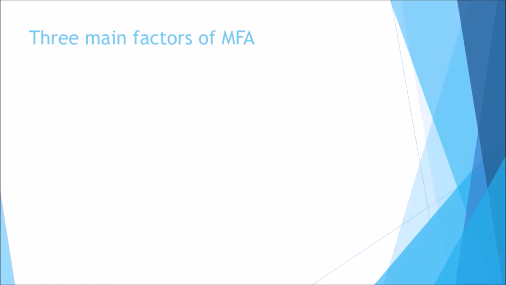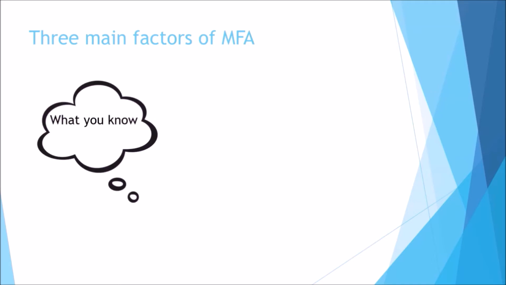The one that we are most familiar with over time is what you know. This is your password or your ATM PIN. It is something that you can have and write down, which is part of the problem. If you write it down or you enter it into an email or to a website, then somebody else can grab that and use it.